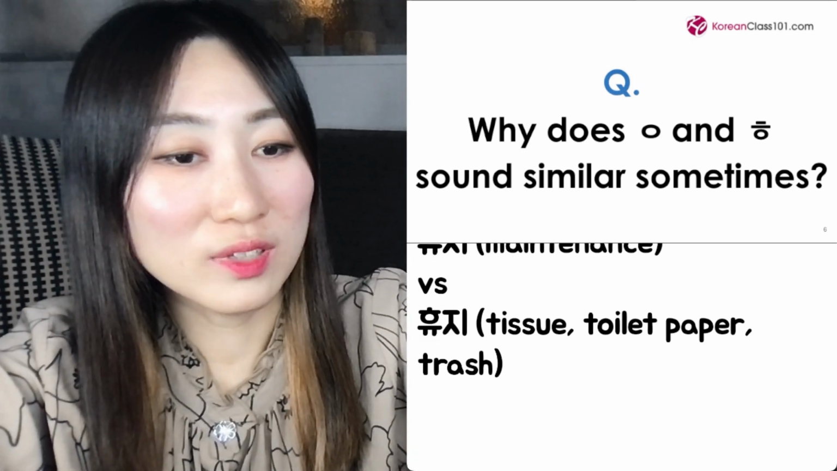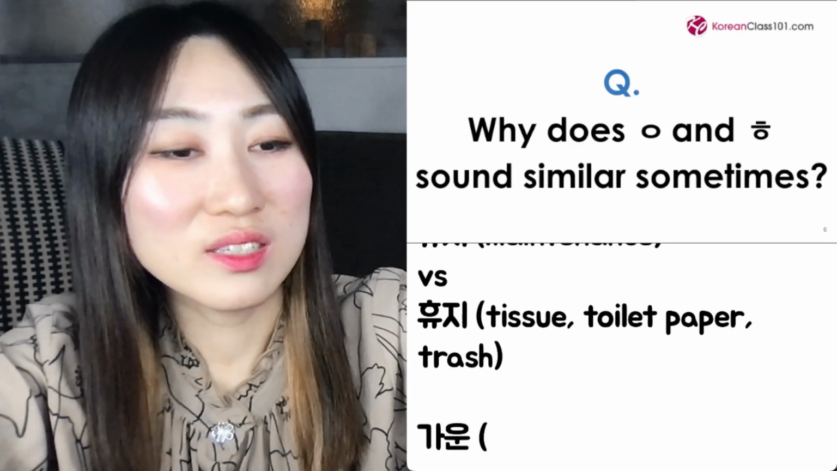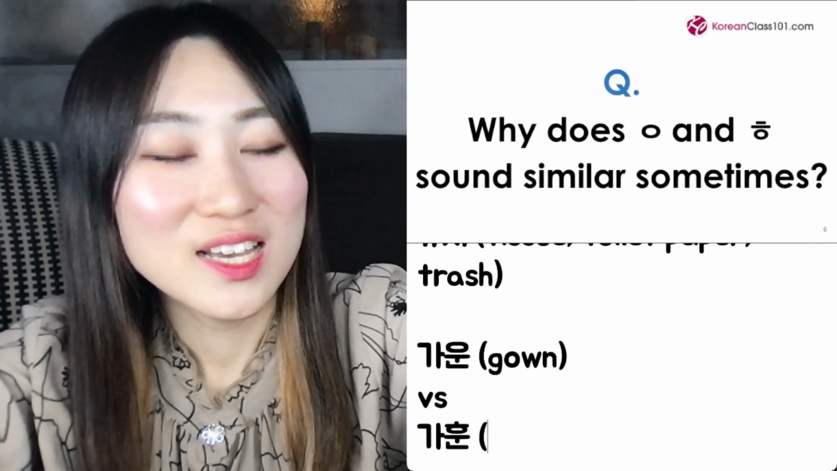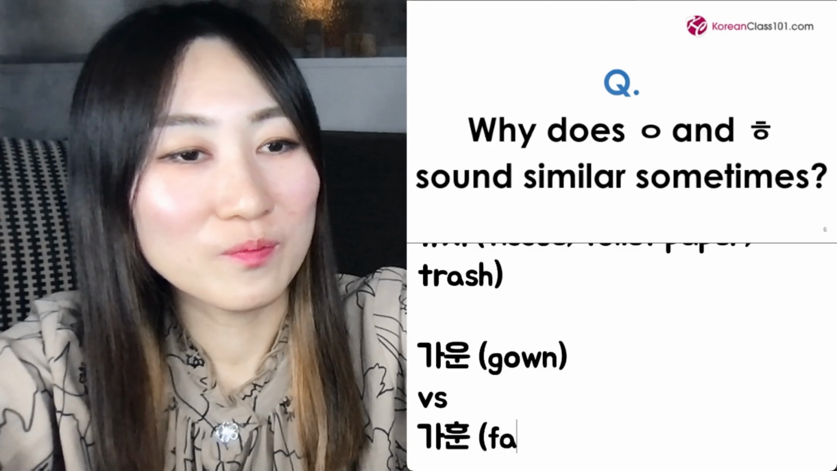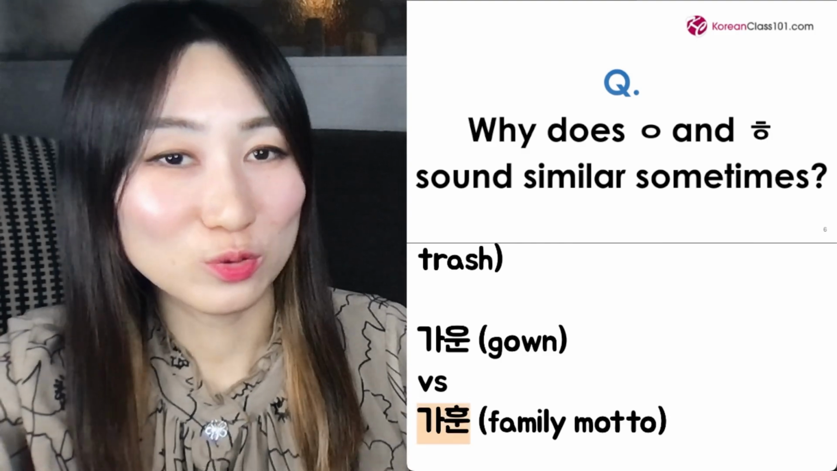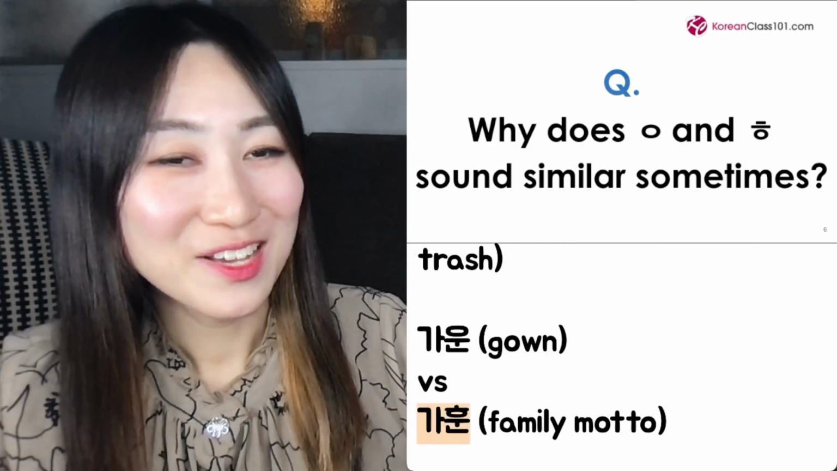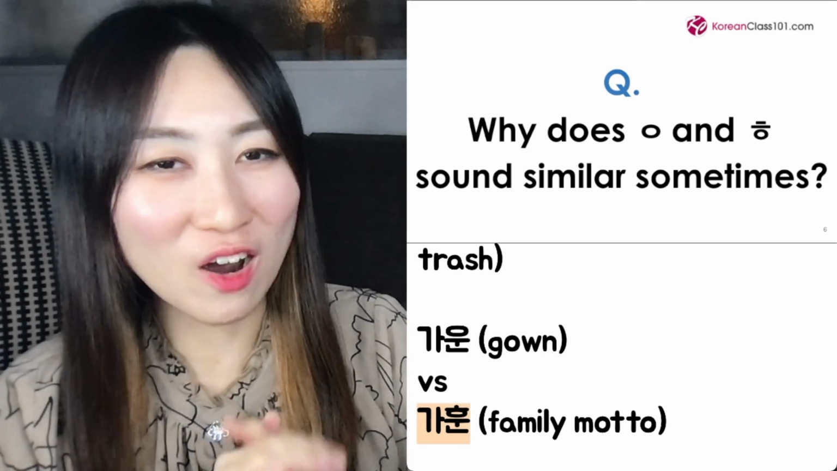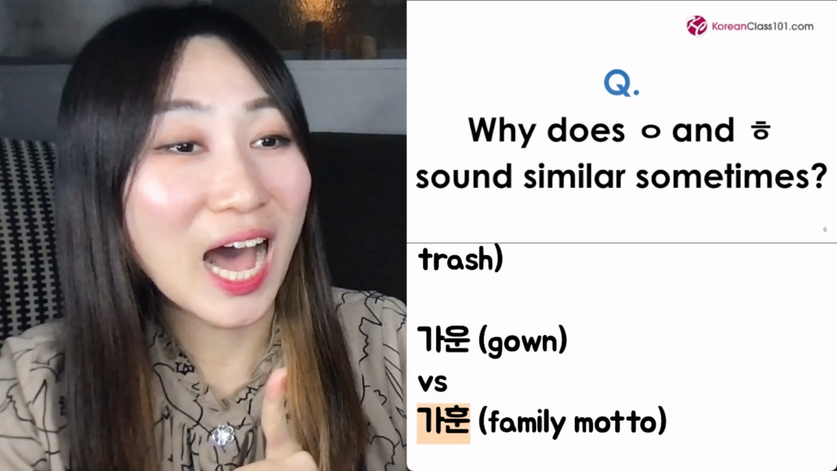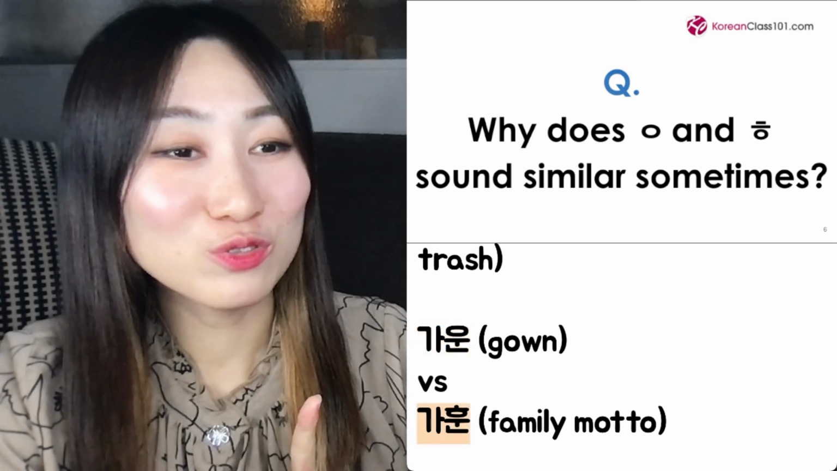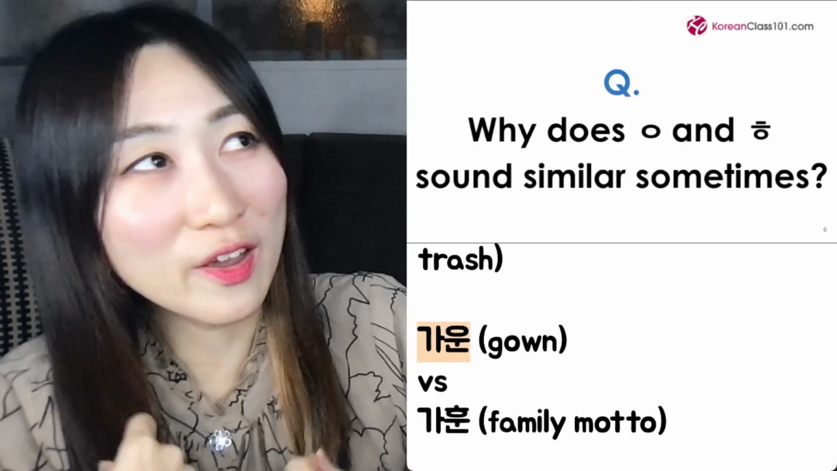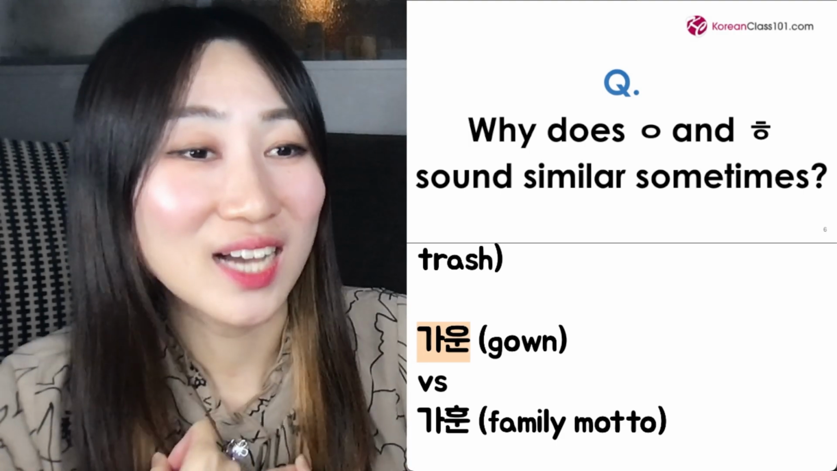here is another example, like 가운. 가운 is a gown. English word, right? 가운 can also be a family motto. So a lot of families have this 가운. Our family should keep this. For example, our family should be very honest all the time. This is our family motto. Can you hear the difference? 가운 is a gown that you wear. If you're a doctor, you wear a white gown, right? 가운.